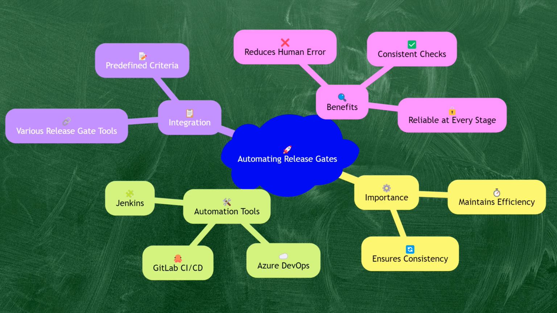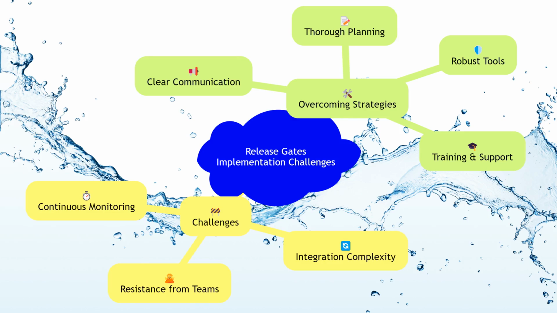Implementing release gates can present several challenges, such as resistance from development teams, the complexity of integrating multiple tools, and the need for continuous monitoring and updating of criteria. Overcoming these challenges requires clear communication of the benefits, thorough planning, and the use of robust tools and frameworks. Training and support for development teams are also crucial to ensure successful implementation.